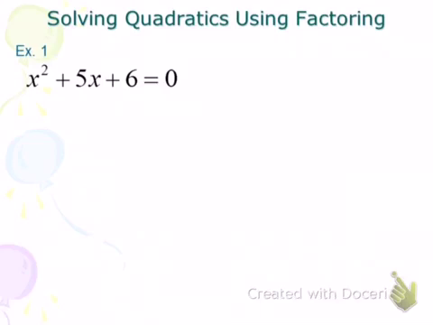x squared plus 5x plus 6 equals 0. It's equal to 0, right? So I can use the zero product rule if I can break this up into things that are being multiplied. Can anybody break up the left side of this equation into two pieces that are being multiplied?